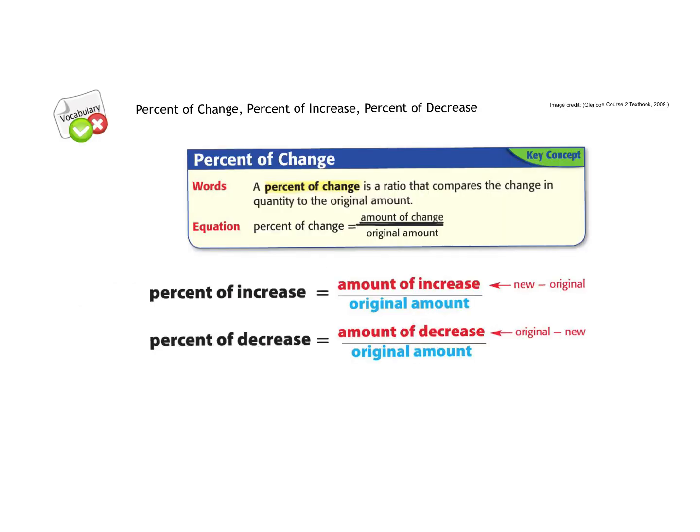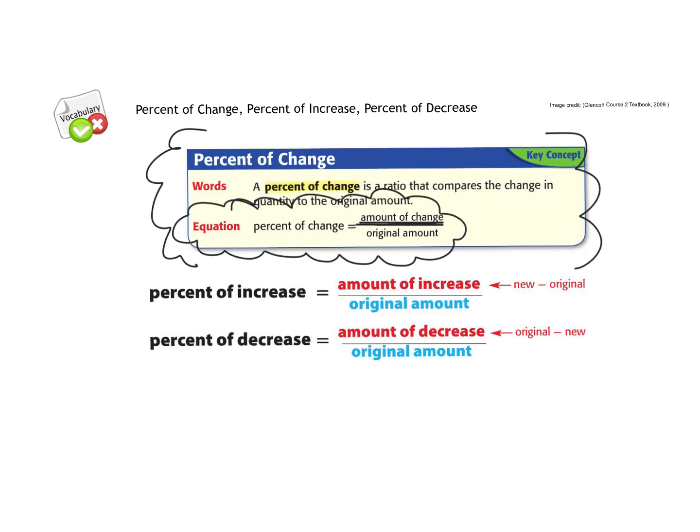The percent of change is a ratio that compares the change in quantity to the original amount. So you want to make sure that you have this written down and circled. Find it in your notes packet. Percent of change equals amount of change over the original amount. So you make a ratio. You might have to add that line in between if it's not in your note packet.